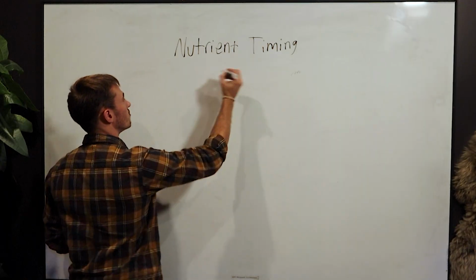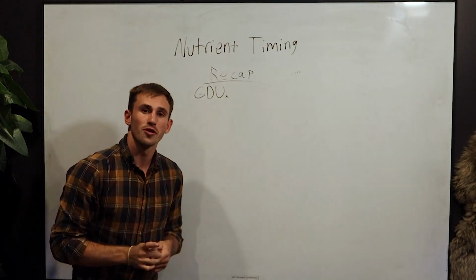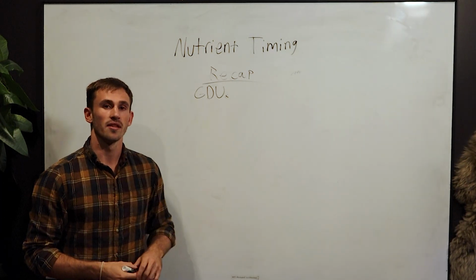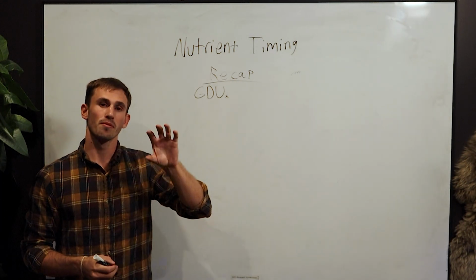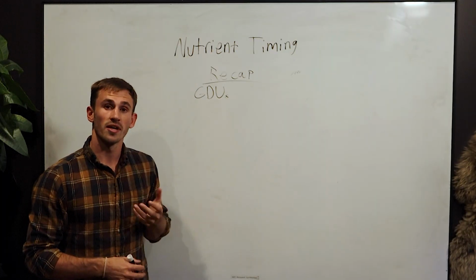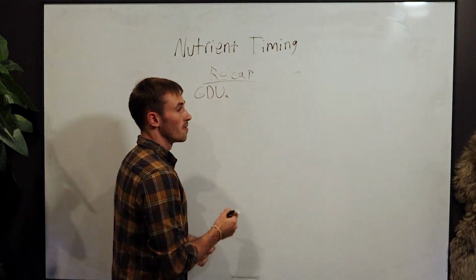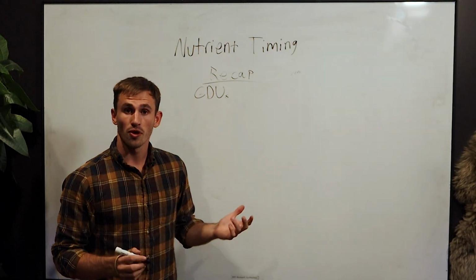So we have growing degree units. This is what triggers plants to develop physiologically. This is calculated by taking the maximum temperature plus the minimum temperature, dividing by 2, finding that average daily temperature, and then subtracting the base value, which is different for every single crop.